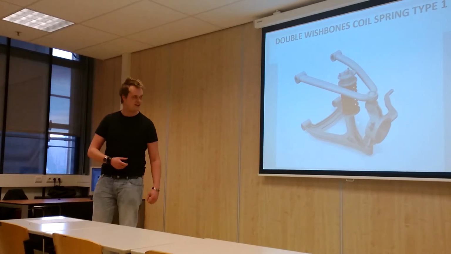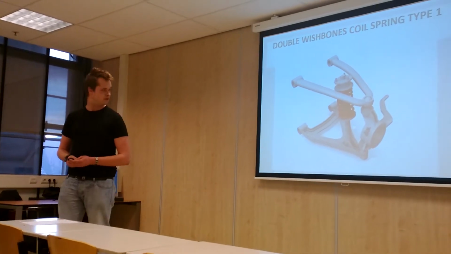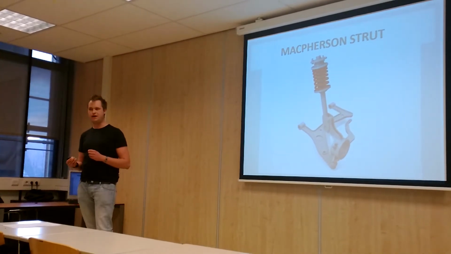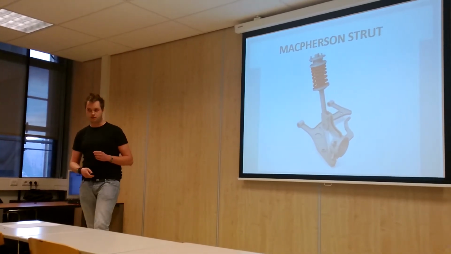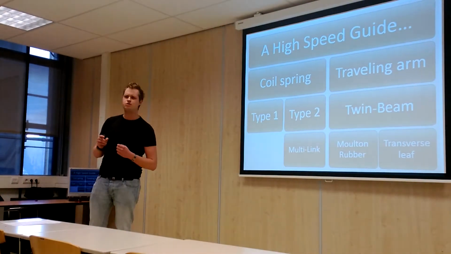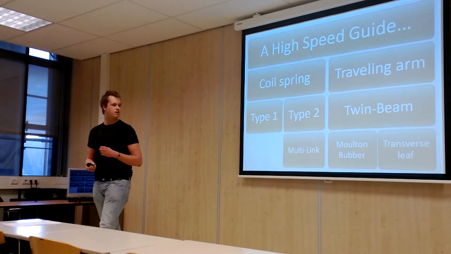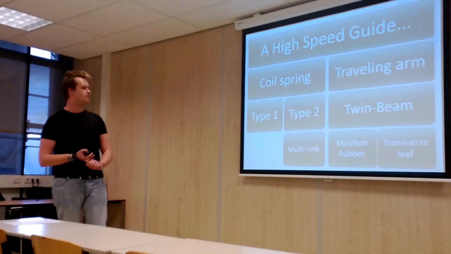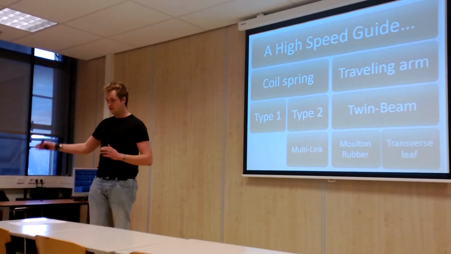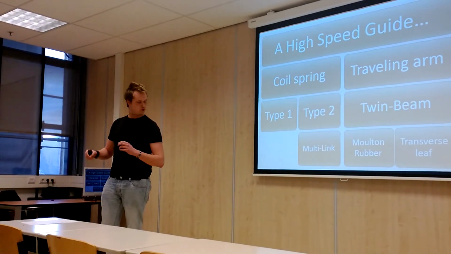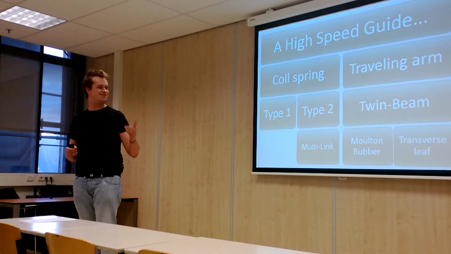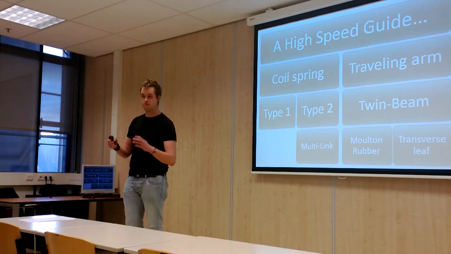This one is small, cheap, and easy, but this one has proven to be more reliable and is more commonly used. Let me say again, this is a very, very high-speed guide into car suspension systems. We have coil springs type 2, multi-link, twin beams, straddling arms, molten rubber, which means no coil springs and no shock absorbers, just plain old rubber.